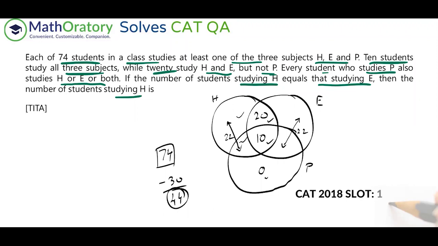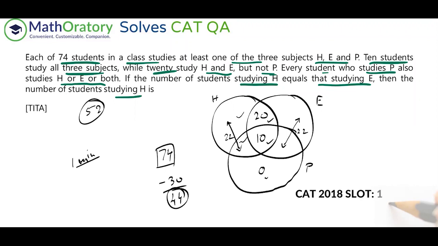So we need to find the number of students studying H. Studying H is these two regions together, that is 22 plus 20 plus 10. So 22 plus 30, that is 52 students. So this is a very easy one. You can actually solve this very quickly in a minute or so. Just draw the Venn diagram and quickly analyze this. Most of the information is direct anyhow.